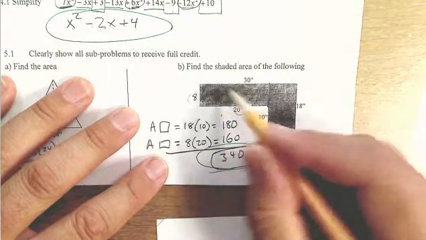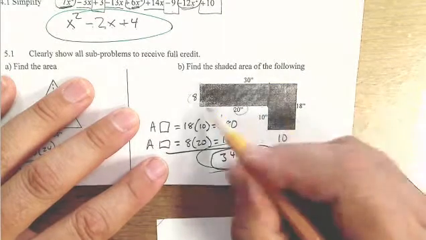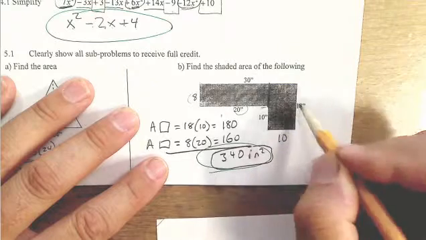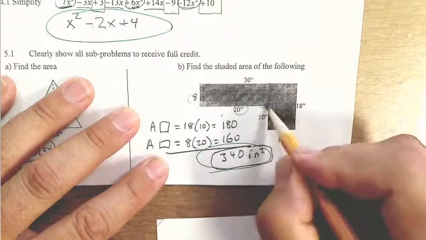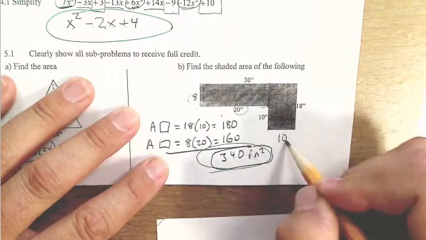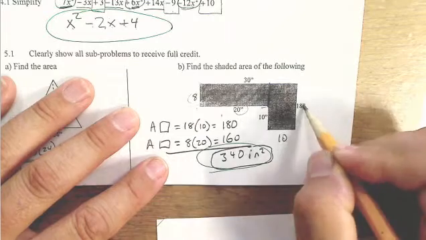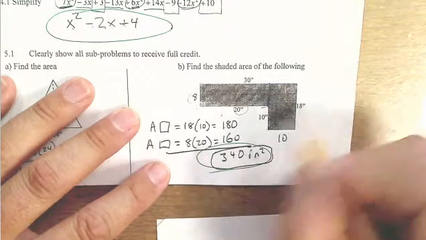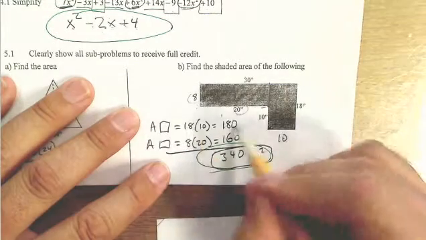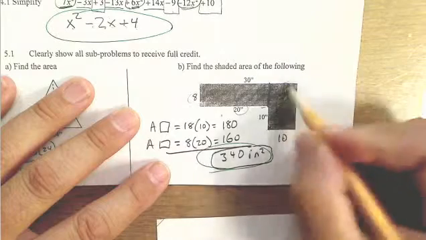This side is 10 because the whole thing was 30, and this part was 20. So if the whole thing's 30, this part is 20, then what's left has got to be 10. So that's why this one's 10. So 10 times 18 is 180. So that's the area of this part.